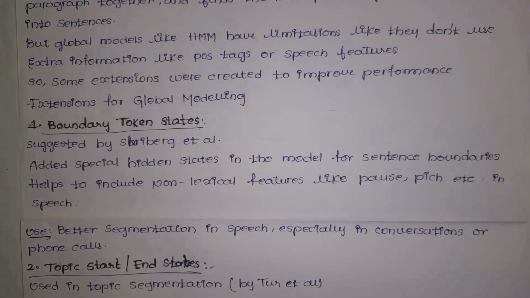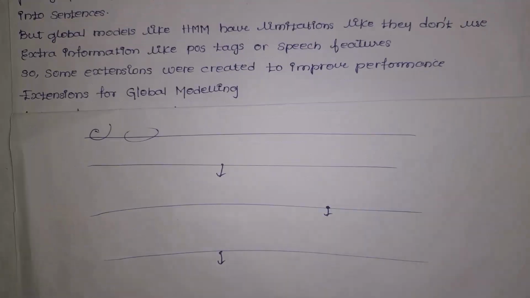But there is a problem with global modeling. That is, global modeling will not use parts of speech. That is, which word is a noun, which word is a verb, what is a pronoun, adjective, etc. This model doesn't know about parts of speech. And whenever we speak instead of giving text, this model cannot completely understand what we speak. So this model cannot use extra features like parts of speech and speech features. So in order to understand parts of speech and to recognize speech whenever we speak, we need to add some extensions to this global modeling.